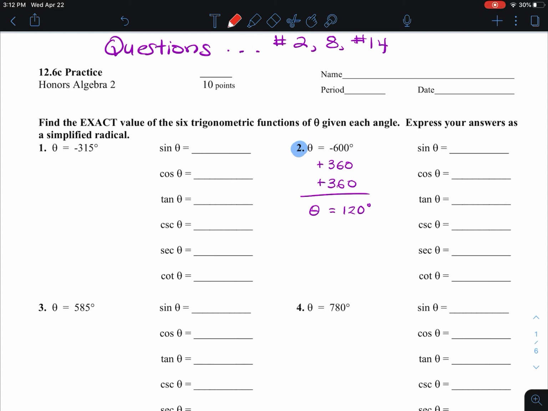Hey, there were 3 questions that came to the surface with this worksheet 12.6C that some of you were wanting to see. So we'll take a look at these quickly.